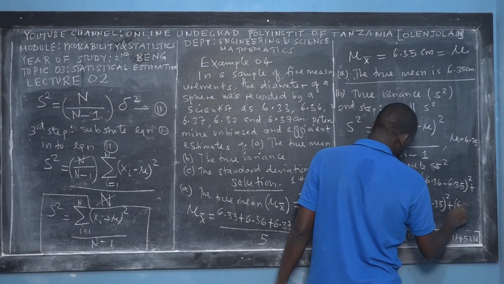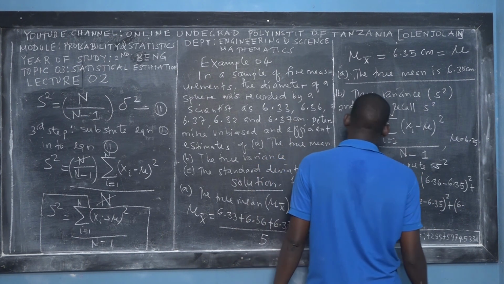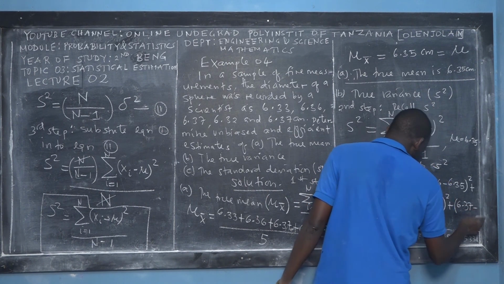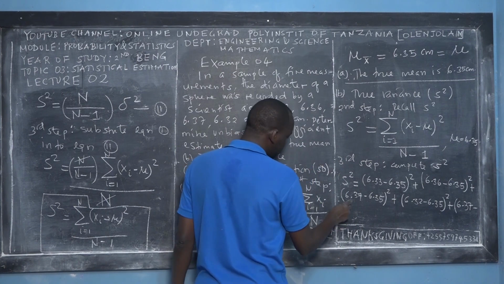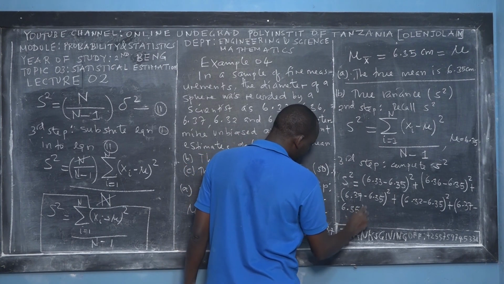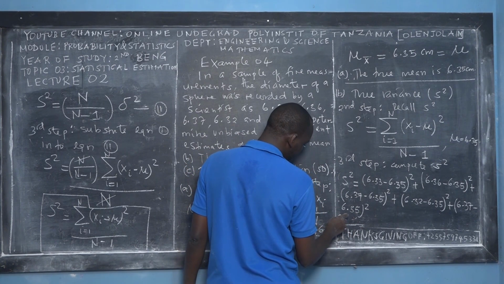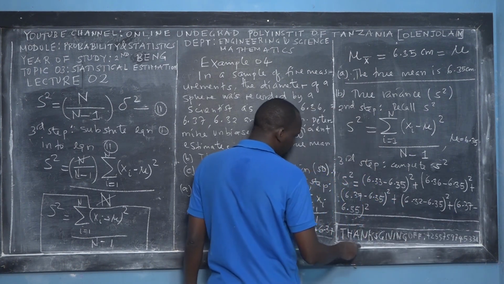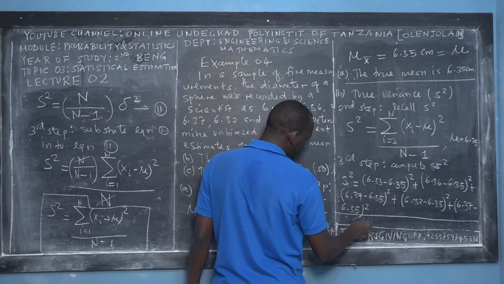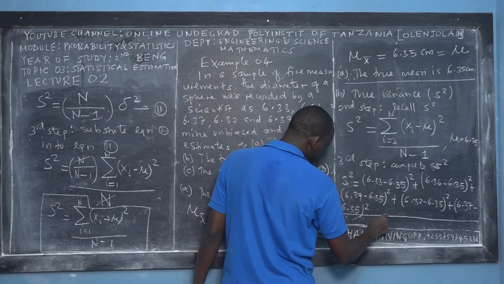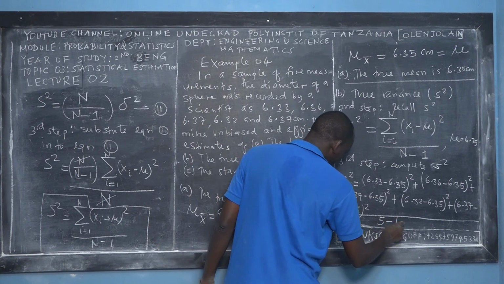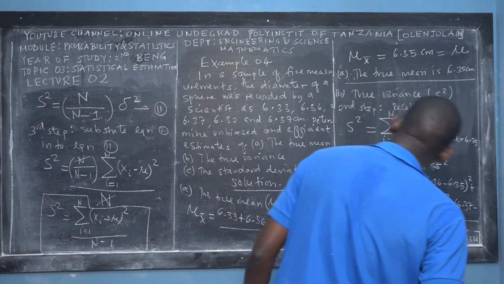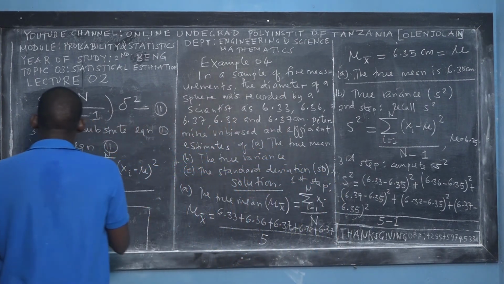The plus is what? 6.37. 6.37 minus what? 6.35 square. And then all of this addition, we divide with how many data do we have there? We have 5. So 5 minus 1. So use your scientific calculator to compute the value of the 2 mean.